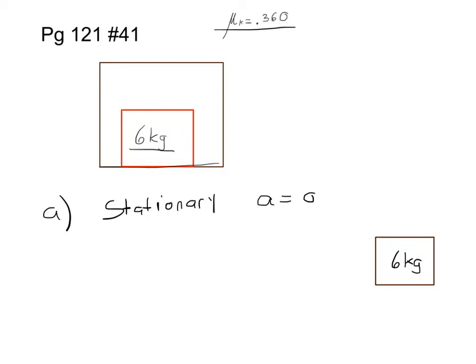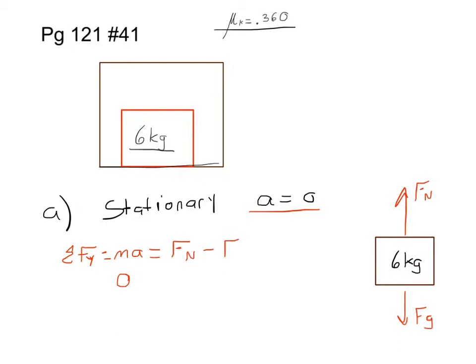we have our force of gravity pushing down. We have our normal force pushing up because it's on the floor of an elevator. And because the acceleration is 0, we know that the net force in the y is going to be mass times acceleration. And this is going to be 0 because it's not moving, and therefore the normal force minus the force of gravity have to cancel each other out.